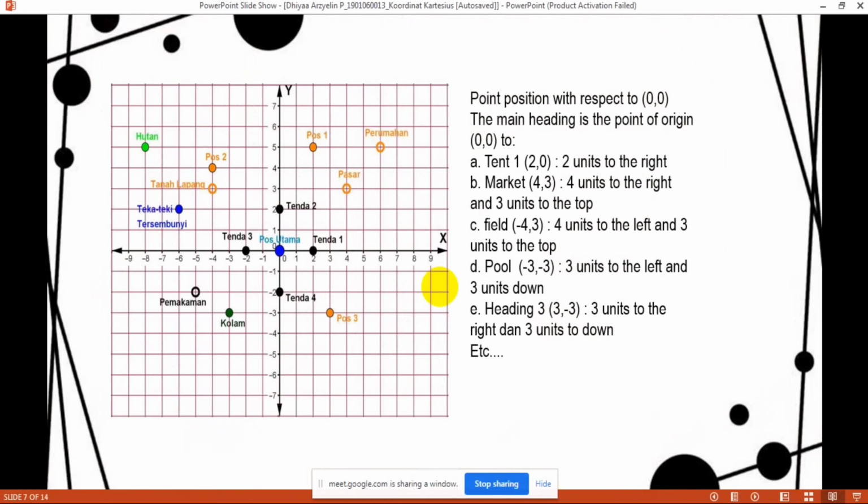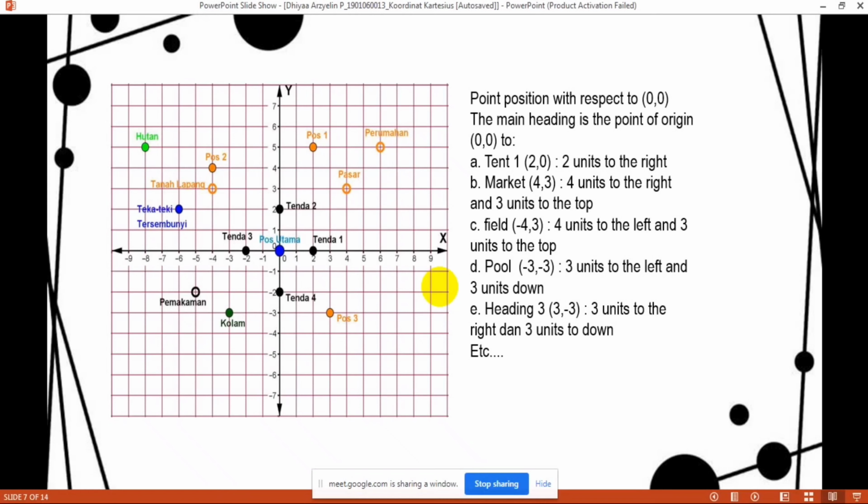So the next, point position with respect to 0, 0. The main heading is the point of origin 0, 0 to A, 10, 1. Then 1 in 2, 0. So the main heading to 10, 1 is 2 units to the right. B, marked 4, 3. So the main heading to market is 4 units to the right and 3 units to the top.